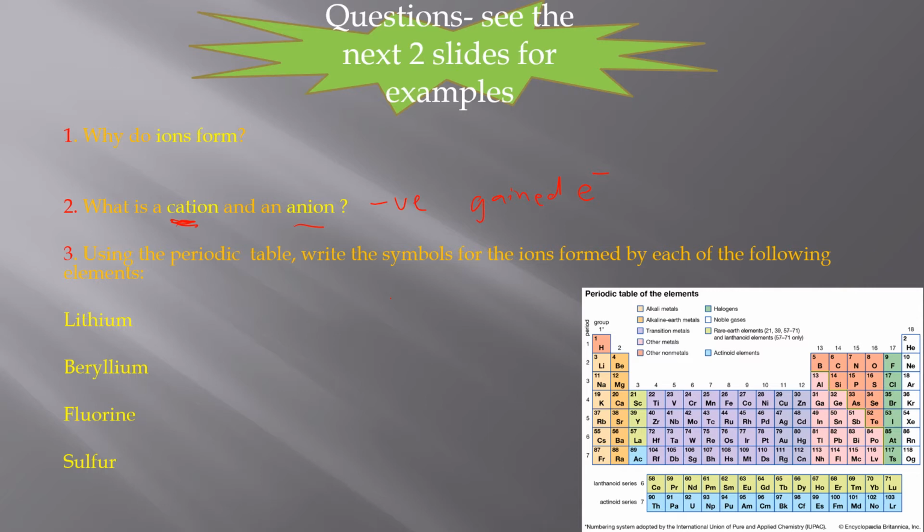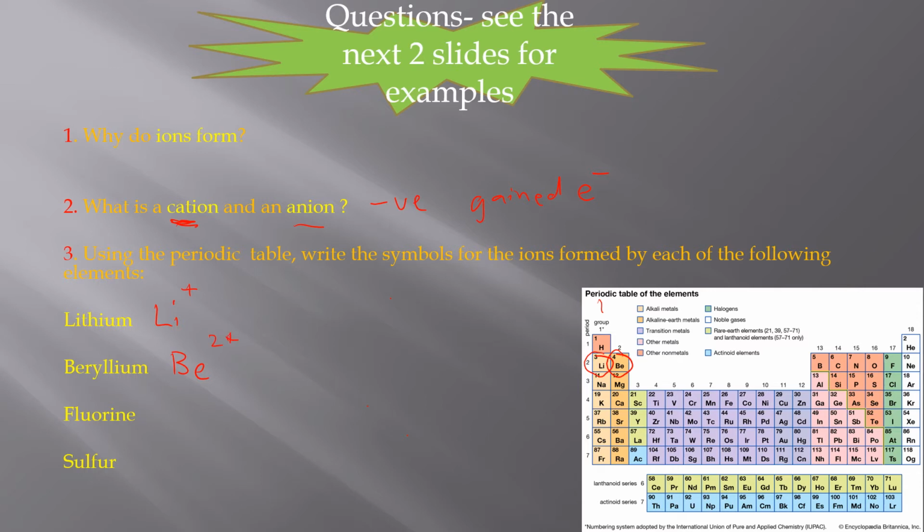Using the periodic table, write some symbols for the ions formed by each of these. So lithium is right there, so its symbol is Li, as you can see. It is in group 1, hence it will have one valence electron that it'll lose, so it becomes positive. Beryllium's right next to it, that's in group 2, so it's going to lose 2 electrons and form 2 positive charges.